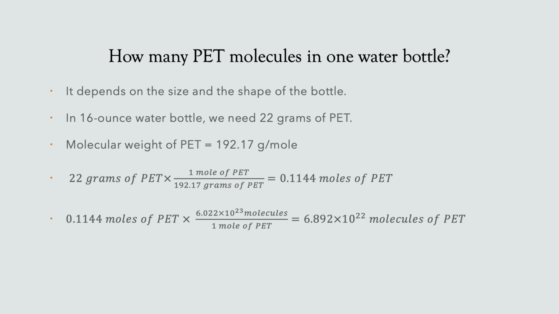And when you multiply this number by Avogadro's number, you're going to end up with this number. So that's a lot of molecules. It's not a lot compared to other applications, but you cannot easily read this number.